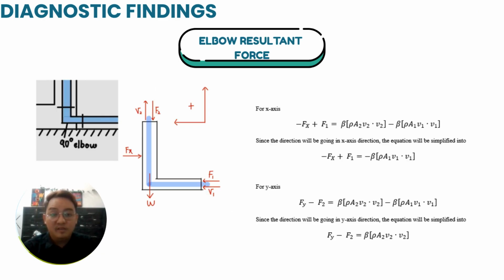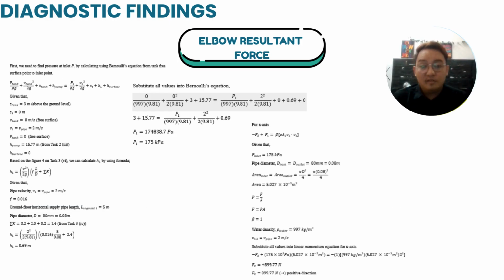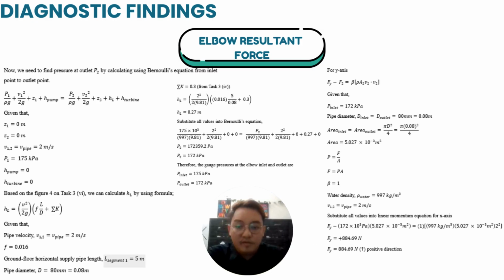So now for the L1 resistant force, this is the control volume diagram for the 90 elbow, and here is the linear momentum equation for both x-axis and y-axis. This is the calculation for the x-axis. We can use the Bernoulli equation to find the pressure inlet, and after that we can use the pressure inlet value to find the resistant force at the x-axis, which is 99.77 Newton.